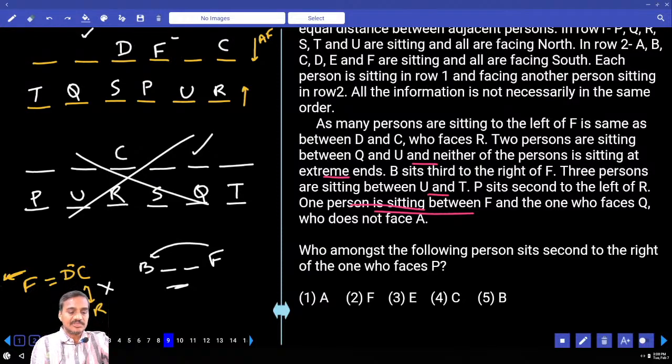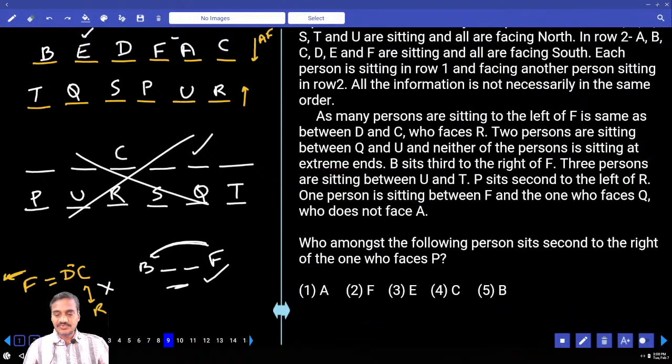Now between F and B, there must be exactly 2 people. And B is south to the right of F. 1, 2, 3. B must be at this place. Done? Next one, we have done with this information as well. And the one who faces Q. Q does not face A. Now Q is not facing A, A is here. Now if A is here, A, B, C, D, E must be at this. Done with this? Now this is the final arrangement.